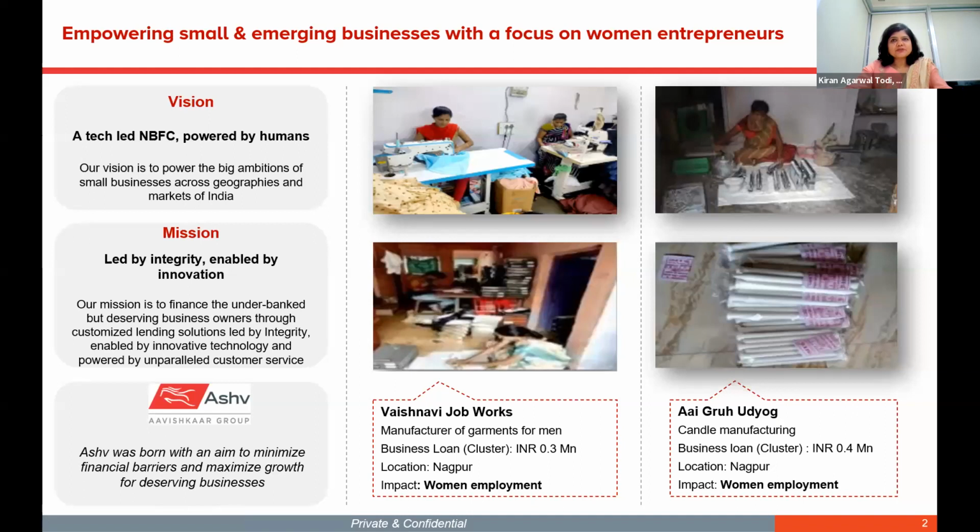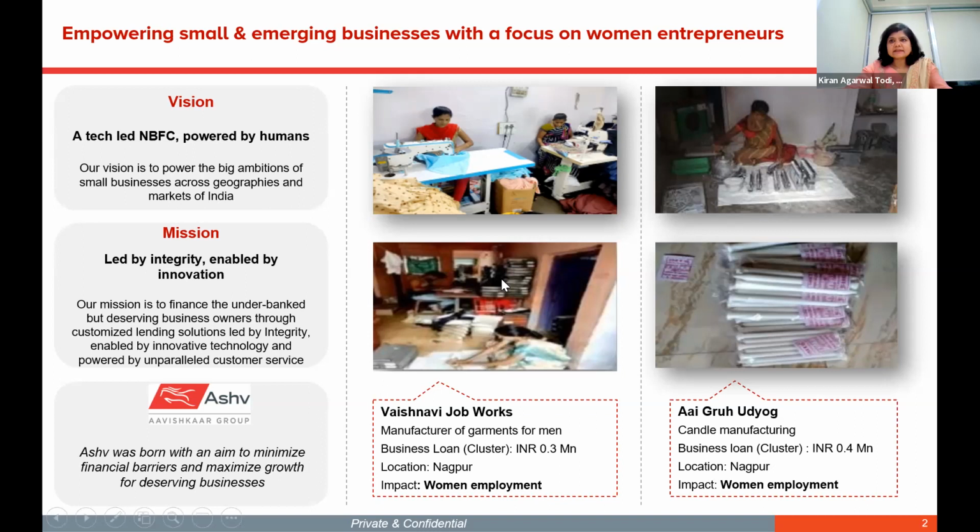So about Ashv, we are a tech-led NBFC, and our vision is to power the big ambitions of small businesses. We have branches across geographies in India. So our target is to cover as many geographies as possible. So currently we have about 38 physical branches and sourcing centers spanning across 150 centers in India. The focus remains on small and emerging businesses, and definitely with a focus on women entrepreneurs. Our mission is to finance the underbanked but deserving business owners through customized lending solutions led by integrity, enabled by innovative technology, and powered by customer service.